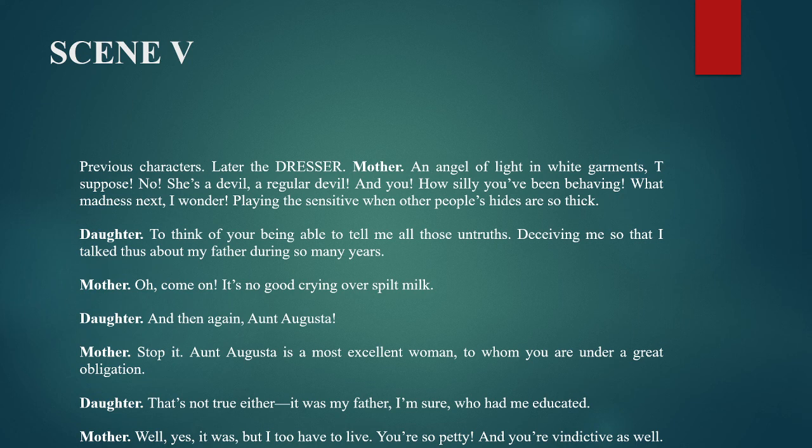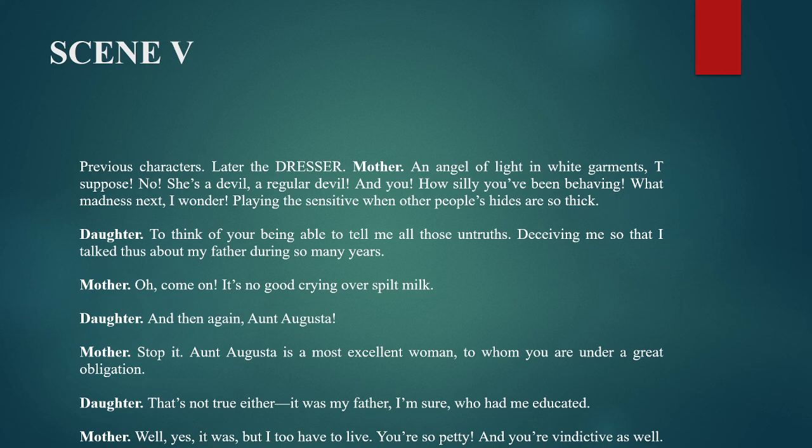So the daughter says, "To think you were able to tell me all those untruths, deceiving me so that I talked thus about my father during so many years." See, the daughter even attacks the mother, and at that time she hates her because of the wrong things her mother told her. Mother says, "Oh, come on, it is no good crying over spilt milk."